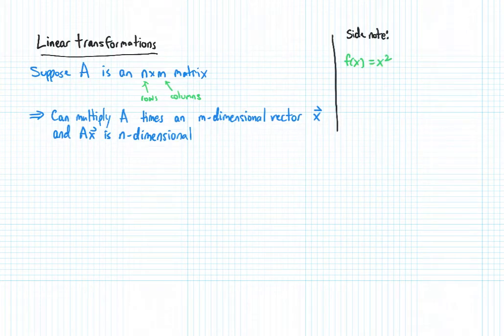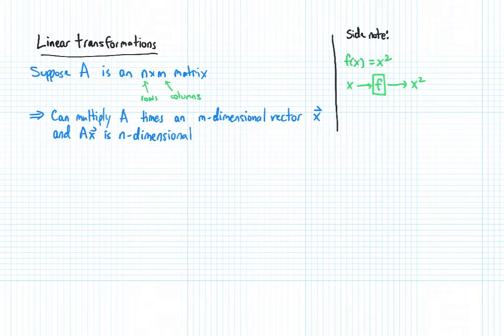So let's move to a side note and talk about that for a second. Let's say you have a simple function like f of x is equal to x squared. One way to think about this is as a process that takes some number x as input and produces a new number x squared as output.